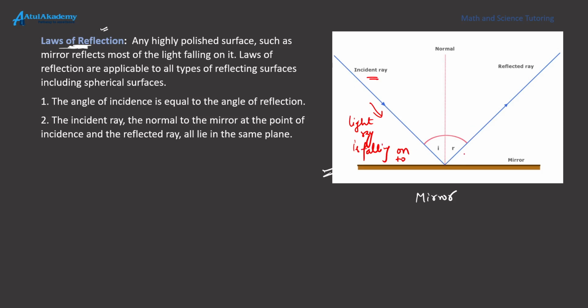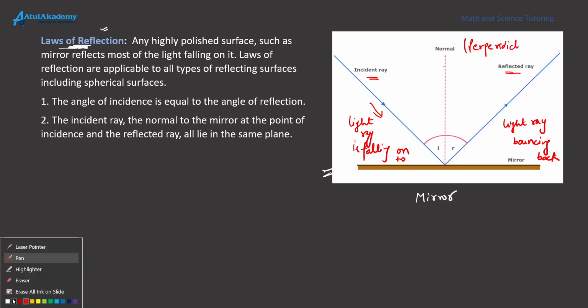And the light ray which is bouncing back, we call that the reflected ray. It is reflected. Now what is this line? Normal. This normal is basically a perpendicular line. It is perpendicular to the mirror surface, meaning it's making an angle of 90° over here.